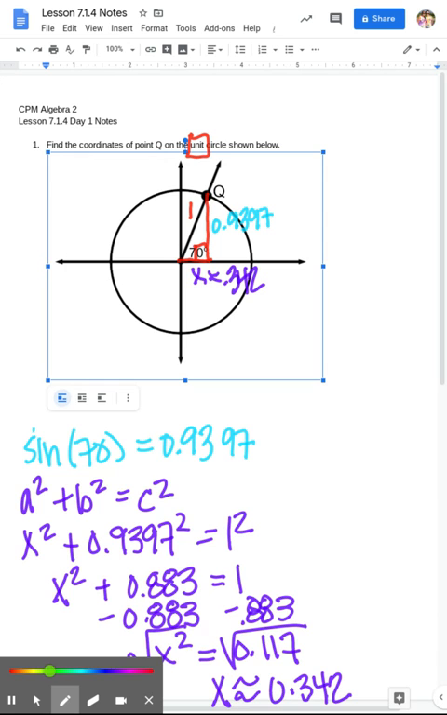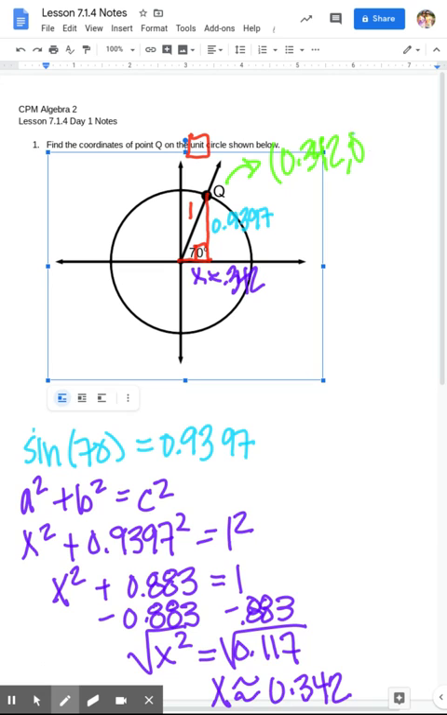So then our coordinates for Q are going to be at the point 0.342, comma 0.9397.